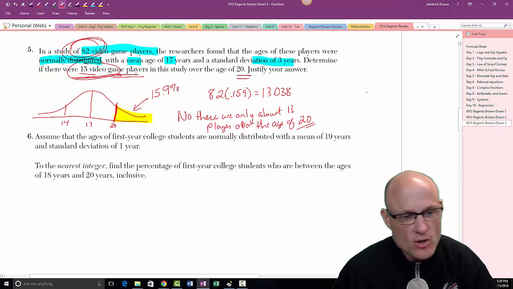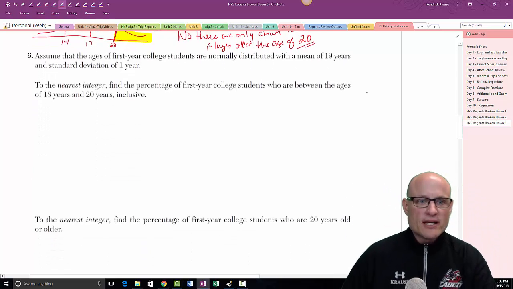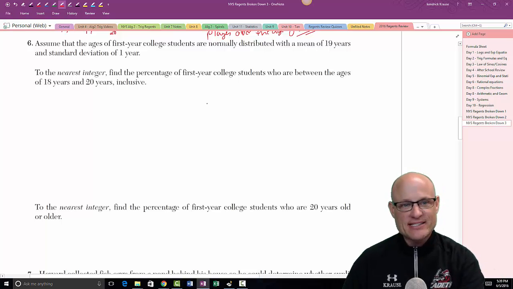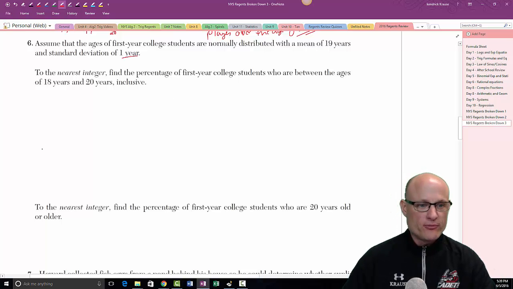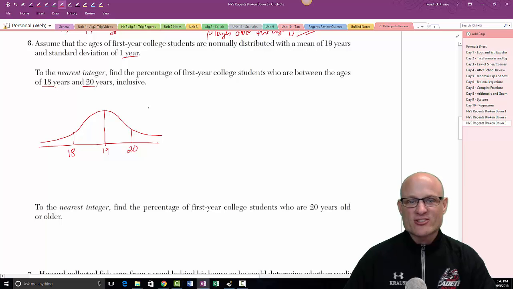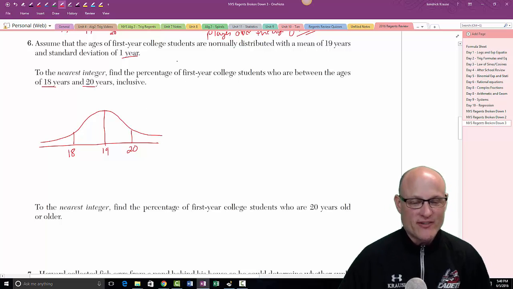That's the answer. Okay. So, again, assume the ages of first-year college students are normally distributed with a mean of 19 and a standard deviation of 1. So, here we go. Mean of 19 and a standard deviation of 1. So that means this is 20 and this would be 18. Oh, well, look at that. Determine to the nearest integer the percentage of college students between the ages of 18 and 20.